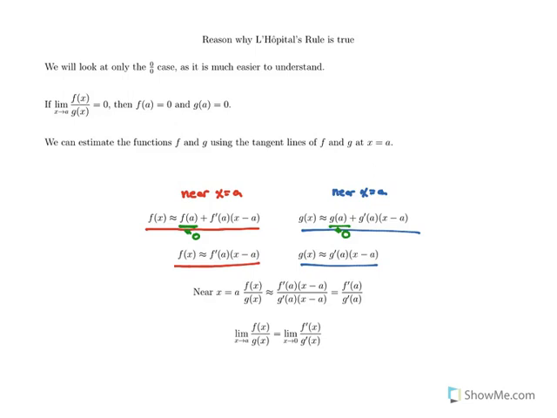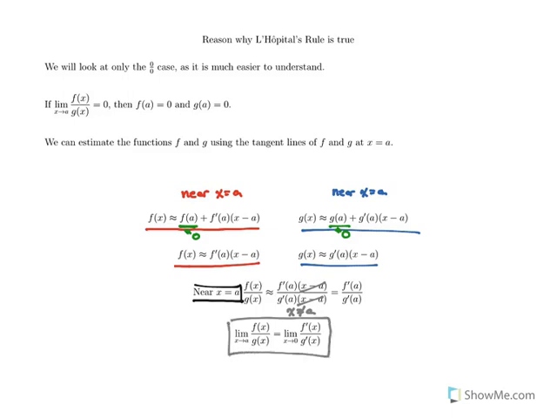So that means that near x equals a, we have f of x over g of x is going to be about f prime of a times x minus a over g prime of a times x minus a. And we're going to say that we can cancel out the x minus a's when x is not equal to a. And then we get f prime of a over g prime of a. So a function over function now looks like a derivative over derivative. And that's where we get our rule.